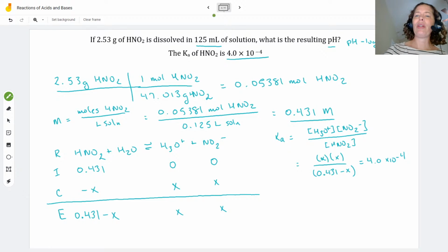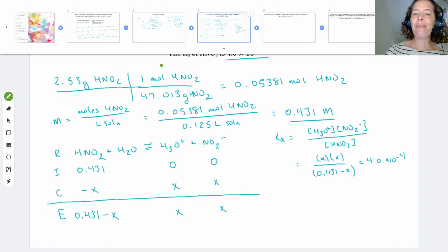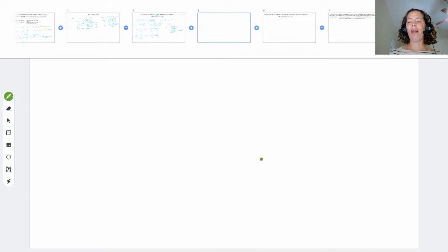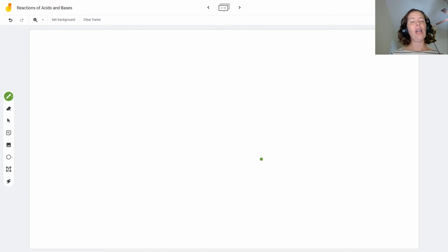And I'm going to need an extra screen here, aren't I? I totally am. Okay. So this is what I call my side calculation. There are two rules that you can use to check and see if you can drop that minus X, if that's going to be okay. Because if X is really, really small, then subtracting it doesn't, in essence, change the number enough to change your calculation of pH.